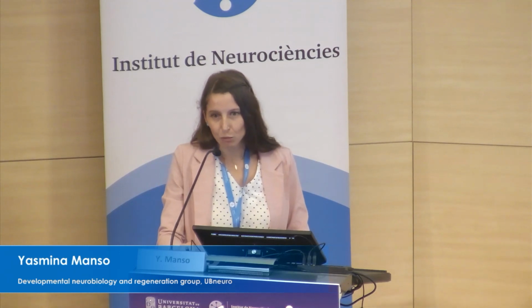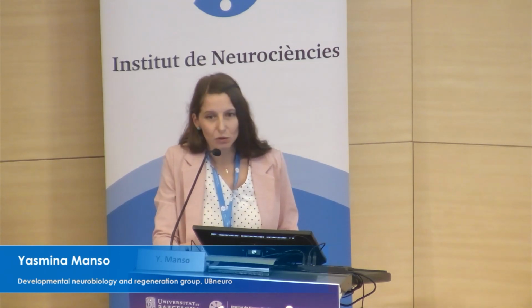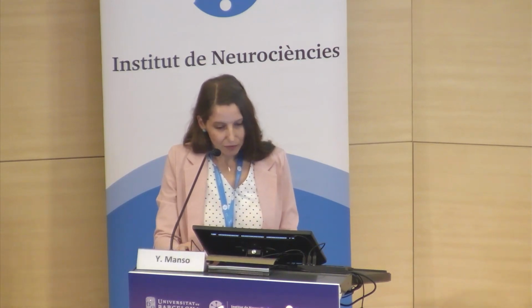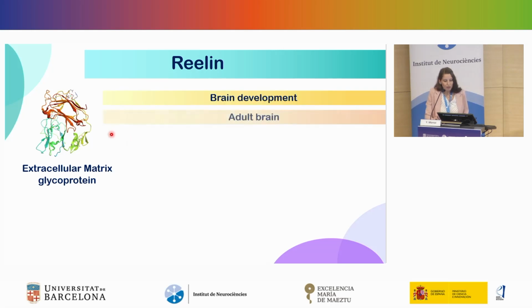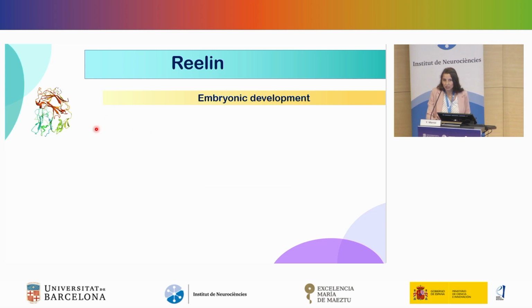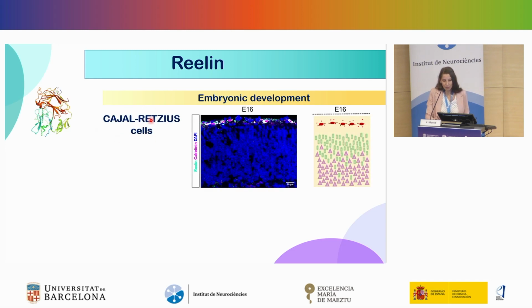Good morning, everyone. First, I would like to thank the Institute of Neuroscience for the opportunity of presenting our latest work. First of all, I would like to introduce you to Reelin. Reelin is a large extracellular matrix glycoprotein with crucial roles both during brain development and in the adult brain. During embryonic development, Reelin is mainly expressed by Cajal-Retzius cells, an early pioneer neuronal population which expresses calretinin and is located in the marginal zone of the developing cortex. At these stages, Reelin has been found to be fundamental for neuronal migration, layering of laminated structures, and also synaptogenesis.